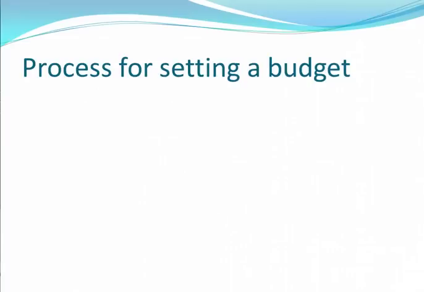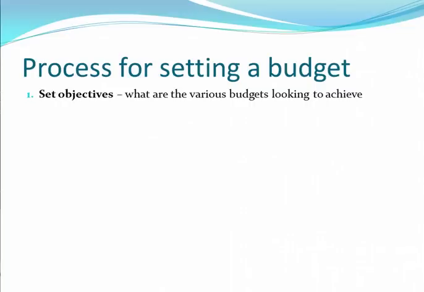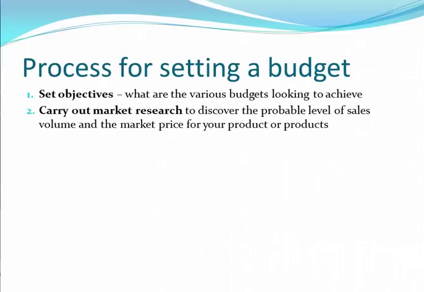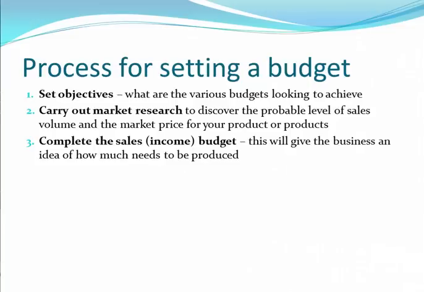So, there's a process that you have to go through for setting a budget overall for your business. First thing you need to look at is what are you trying to achieve with the budget. And once you've set objectives, targets for what you want to achieve, you can then go on and carry out your market research. This will help you discover what your likely levels of sales are and what price you can expect to charge for the product, or if you have several products that are available to customers. You can then from that complete a sales income budget. So this will tell you how much money is going to come in from the level of sales that you're expecting.